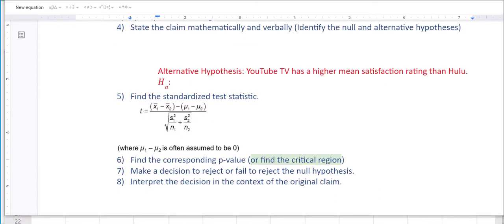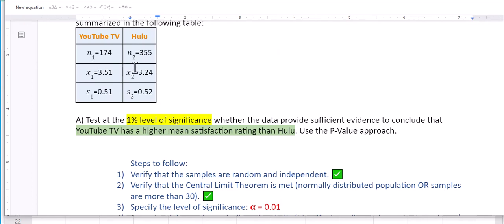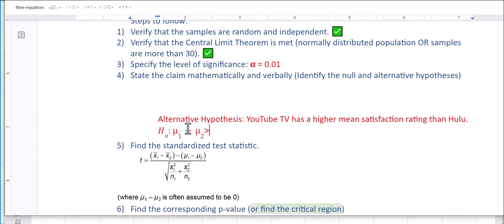So how do you write it in symbols? We'll have H sub A, and then, what does it mean for YouTube TV to have a higher mean satisfaction? That will mean that mu1 will be bigger than mu2, but that also means that their difference will be greater than 0. If the YouTube rating is higher in the population, then when you do mu1 minus mu2, you're going to get a positive number. So this is one way to do it. You could also just say mu1 is greater than mu2, instead of the minus. So those are two ways that we can write the alternative.